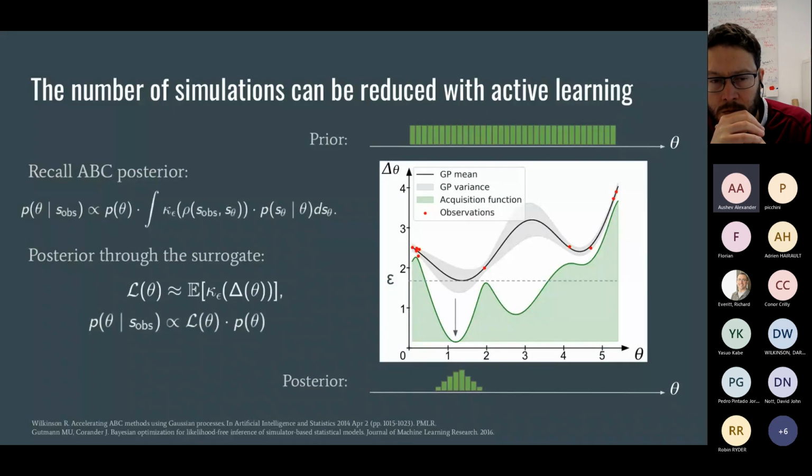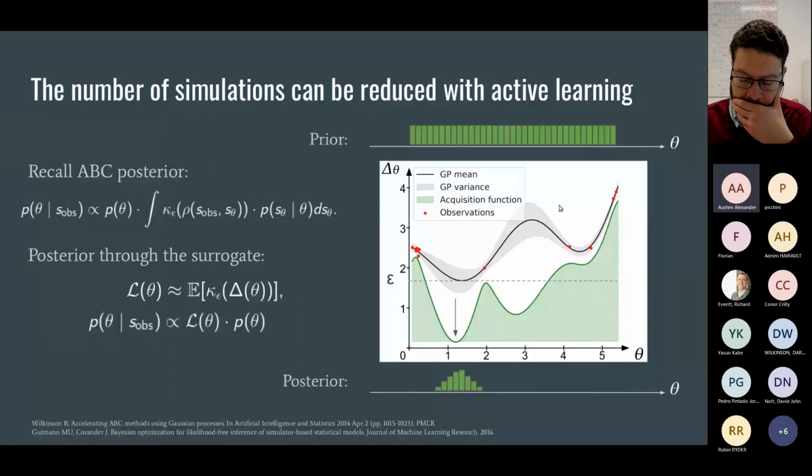Recall the formula from the first slides. We use the surrogate in a very similar way to get the posterior. We need to choose some epsilon, and once we do this, we weight the prior, and we get the posterior.